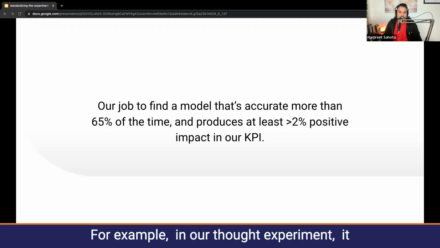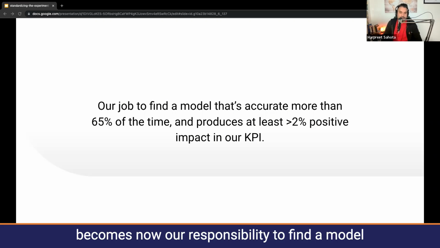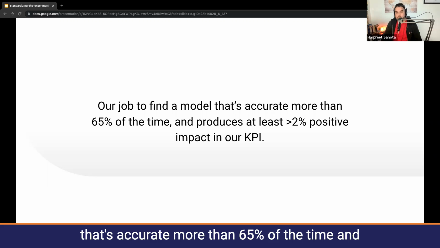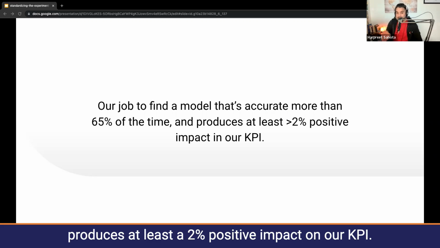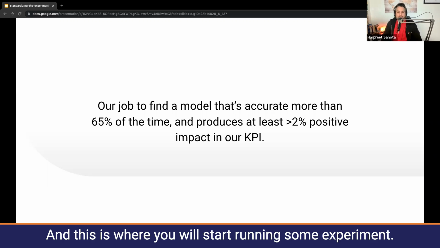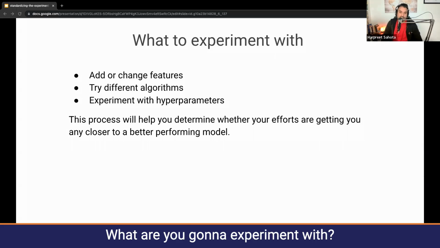For example, in our thought experiment, it now becomes our responsibility to find a model that's accurate more than 65% of the time and produces at least a 2% positive impact on our KPI. And this is where you will start running some experiments. What are you going to experiment with?